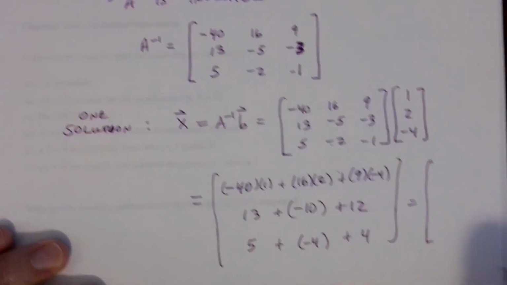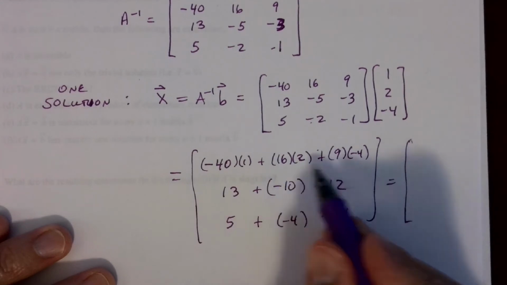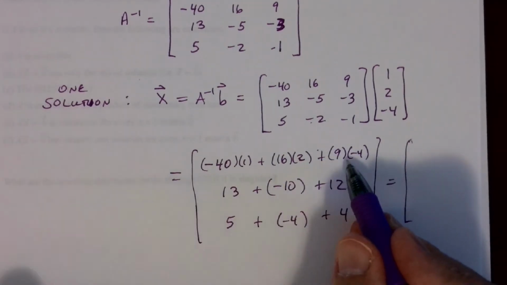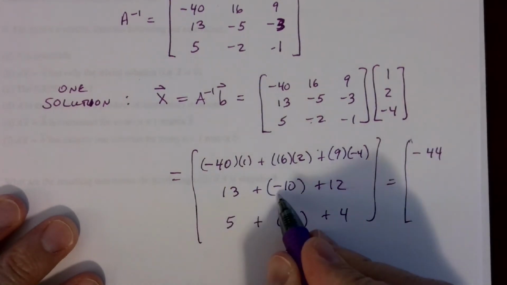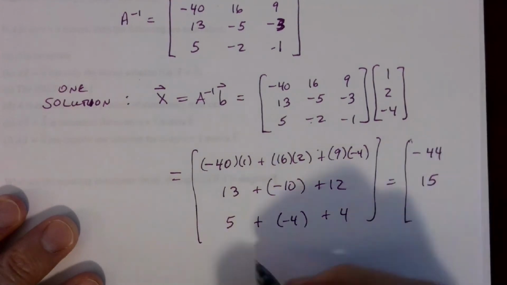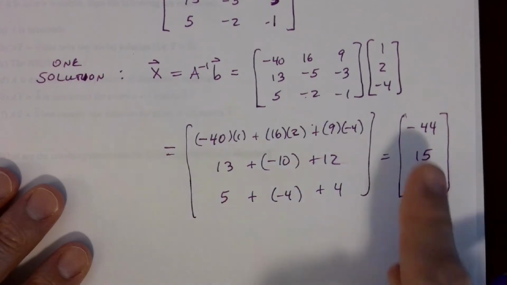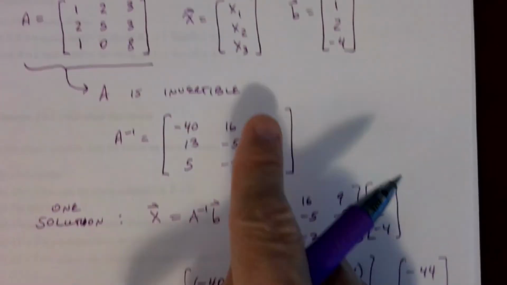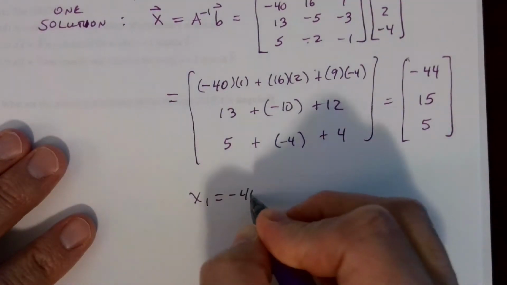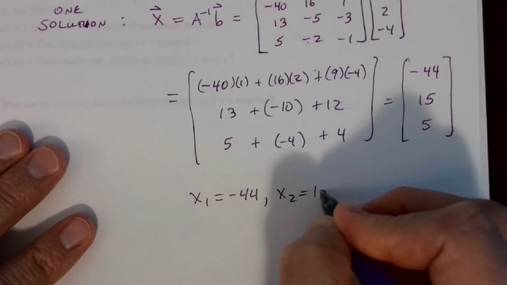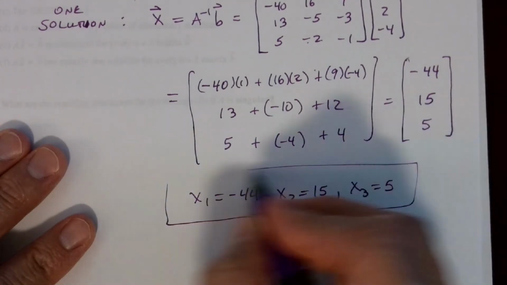And if I do those operations, I get -40 plus 32 is -8. And then -36 and -8 is -44. 13 and -10 is 3. 3 plus 12 is 15. 5, -4 and 4 is just 5. And so there's my solution. Remember, this is the x vector, which is x1, x2, x3. And so my solution is x1 is -44, x2 is 15, and x3 is 5. So this is a pretty good method.